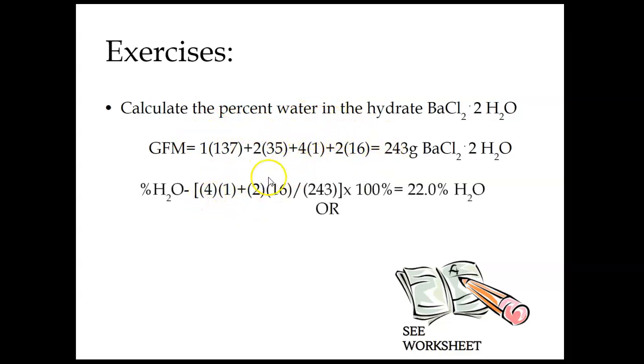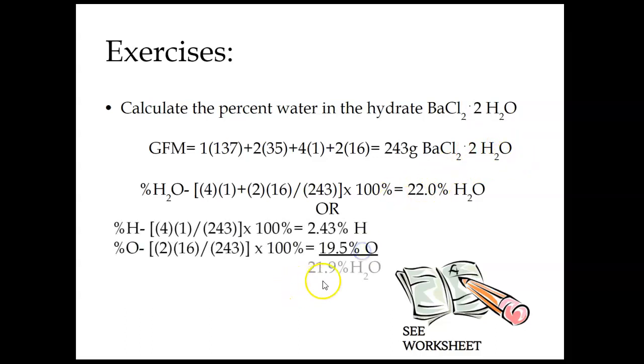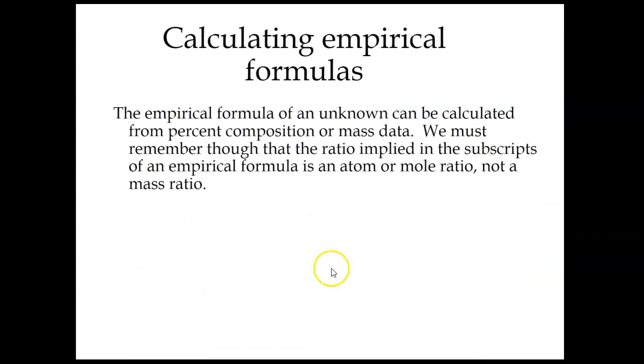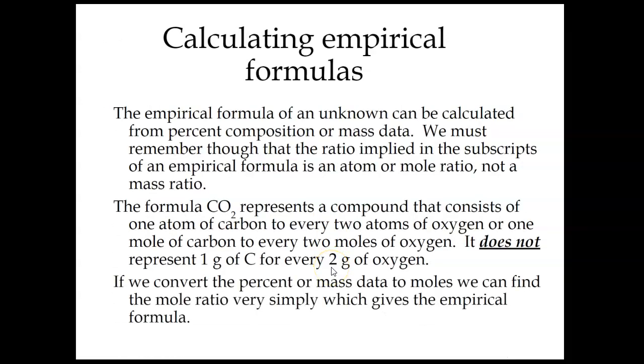I'm going to do that back chunk over 243 times 100. I get 22%. I could break it apart and just do the hydrogens and oxygens and add it together just like this, and I roughly get 22%. All right. So now that we got the percent composition, we can now start looking at calculating empirical formulas.